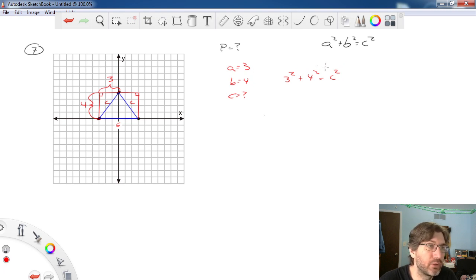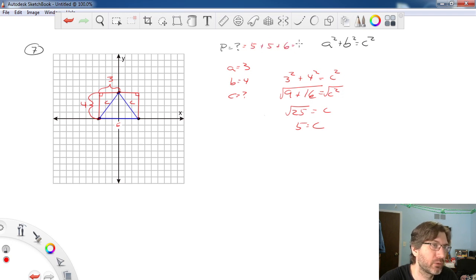3 squared is 9 plus 4 squared is 16 equals C squared. So the square root of that and the square root of that. 9 plus 16 is 25. So 5 equals C. So this distance is 5, which means this distance is 5. And this distance here we already know is 6 because, again, we counted the blocks. So our perimeter is equal to 5 plus 5 plus 6, which equals 16.